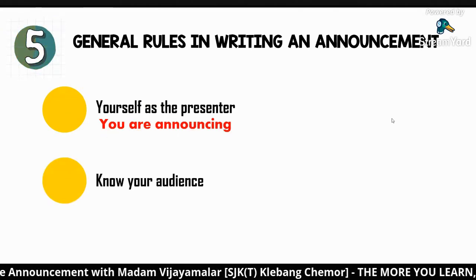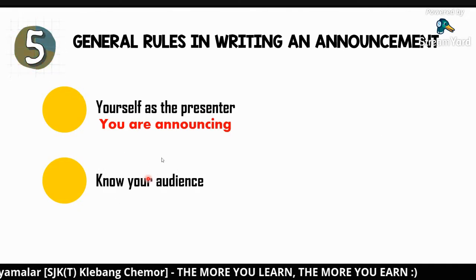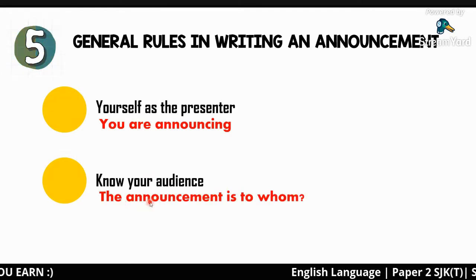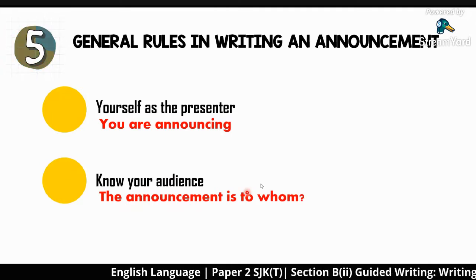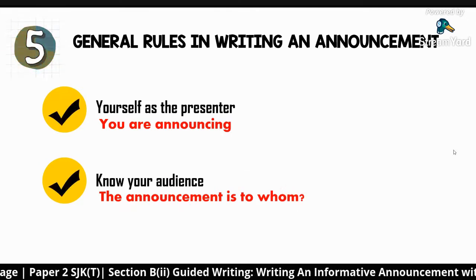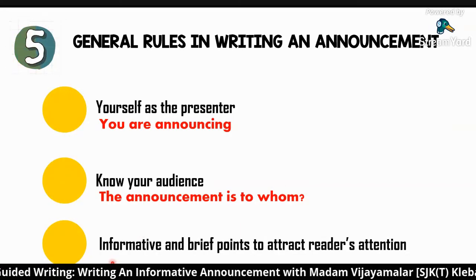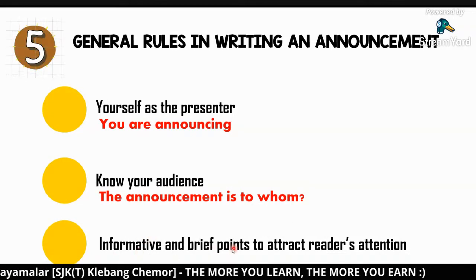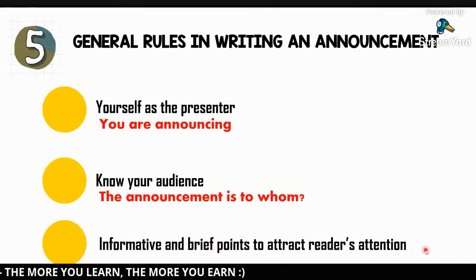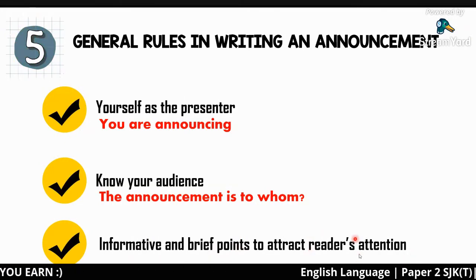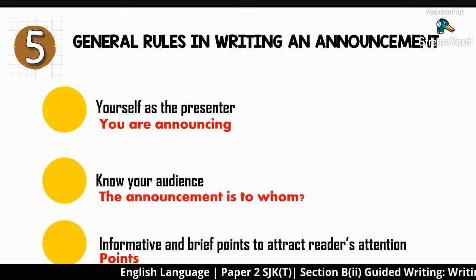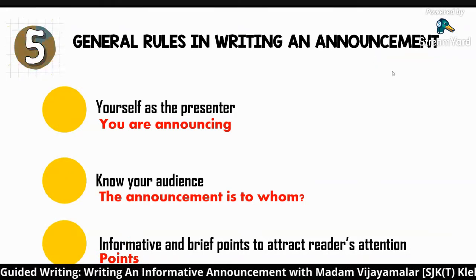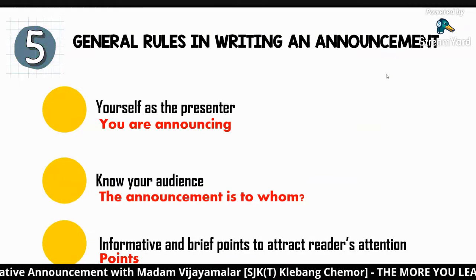The next one is know your audience. Like we have understood based on the keywords given, you should know who the announcement is to. And the last one is your information must be informative. That means you are giving out brief points to attract the reader's attention, or to attract your audiences. So remember, your points are very important when it comes to announcement. Am I going too fast? I think I'm going at the right pace.